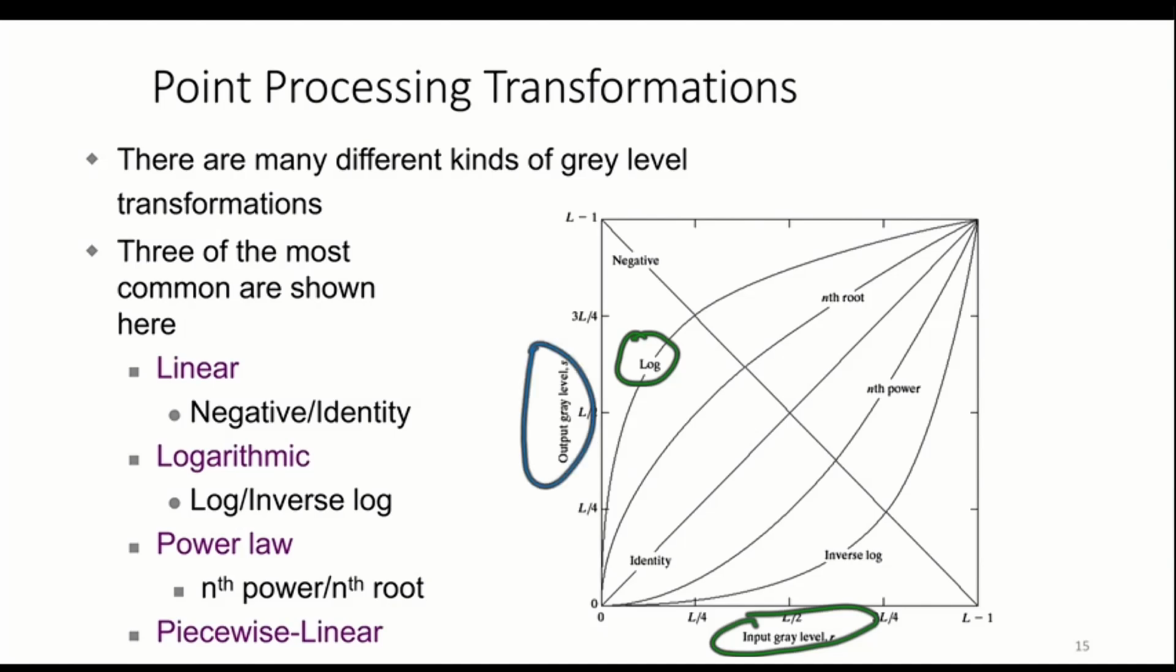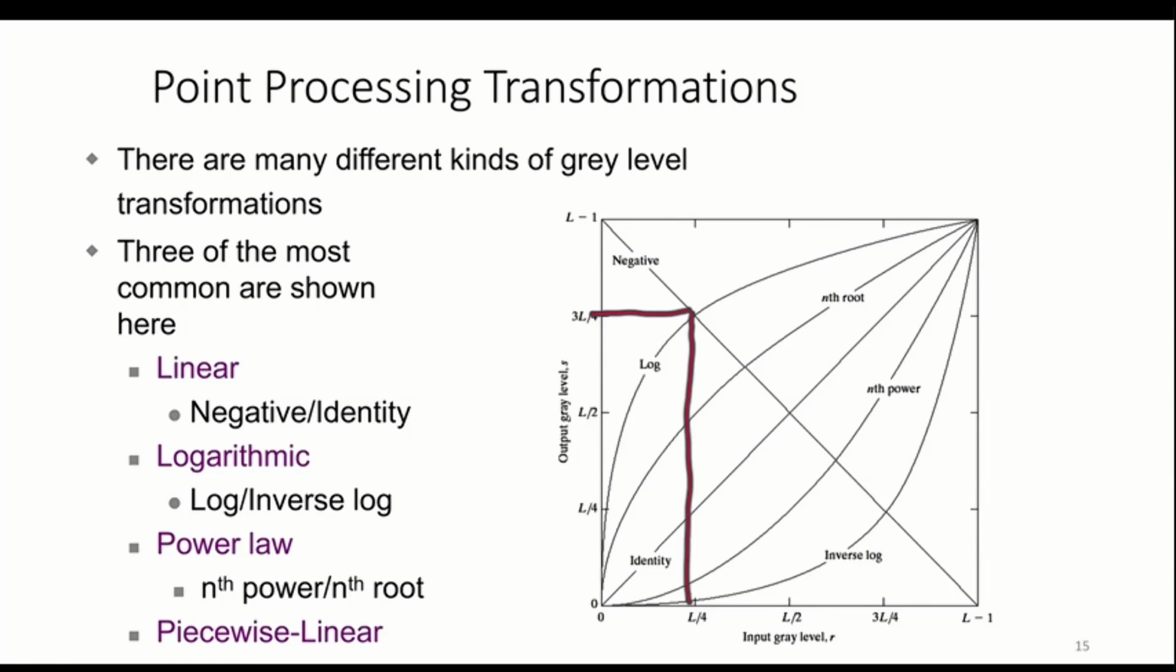So if we are doing this, what are we doing? What is the effect? What do you mean by this? It means that I have to map all the pixels to a new value according to this curve. For example, this pixel, which is L by 4, will be mapped to this. So what is L?